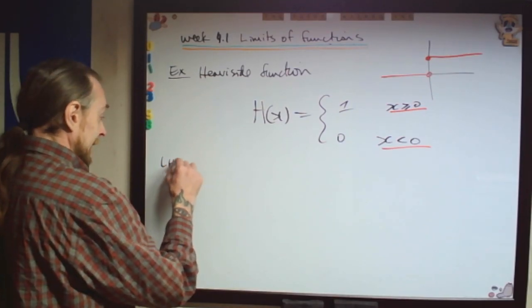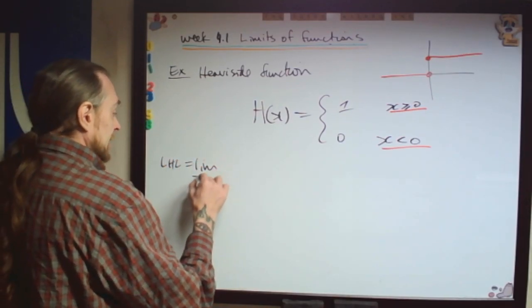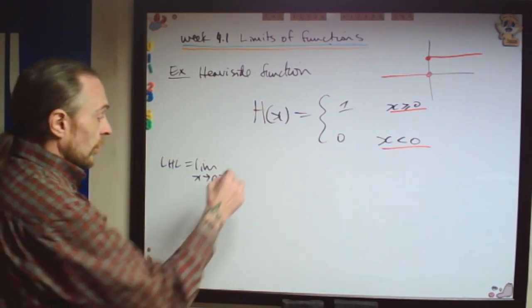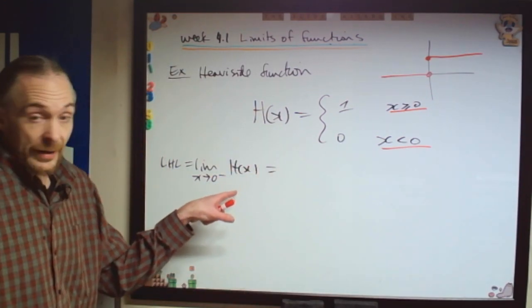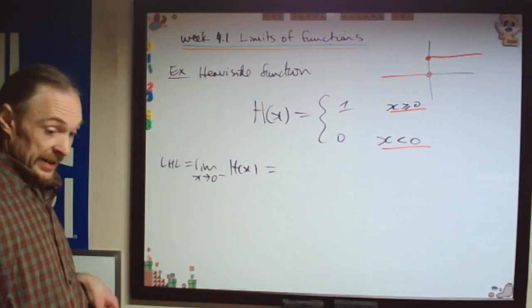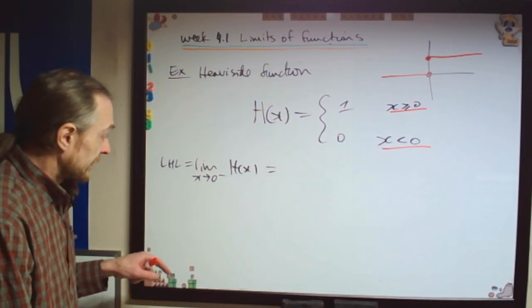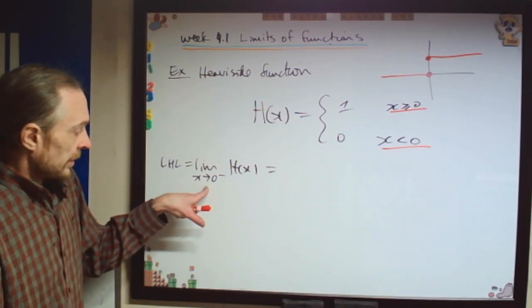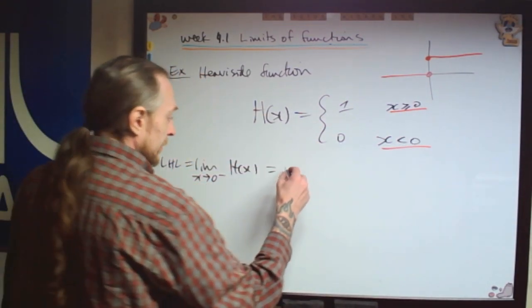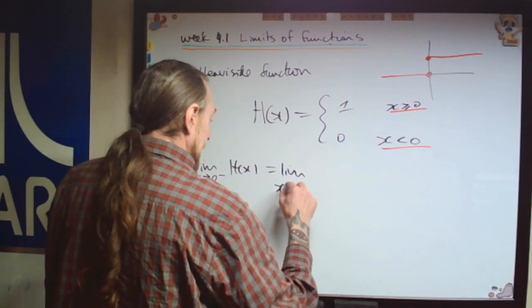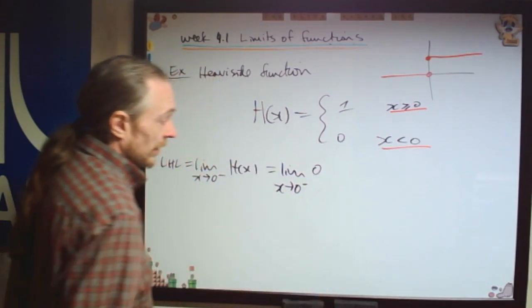So the left-hand limit is equal to the limit as x approaches 0 from below of h of x, and then I ask myself, same as absolute value or anything else, which one do I pick? Because I'm below 0, I pick this one. So that's the limit as x approaches 0 from below of just 0.